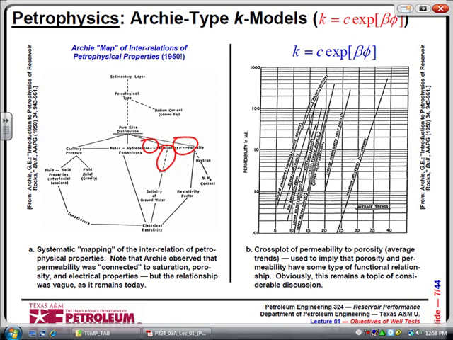The most famous, I guess, relationship is that permeability is an exponential function of porosity. How did this come about? Well, people like Archie plotted data, and they put a straight line through it, and they said that was the end of the story. Is that true? No. Correlating porosity and permeability is entirely too simple.